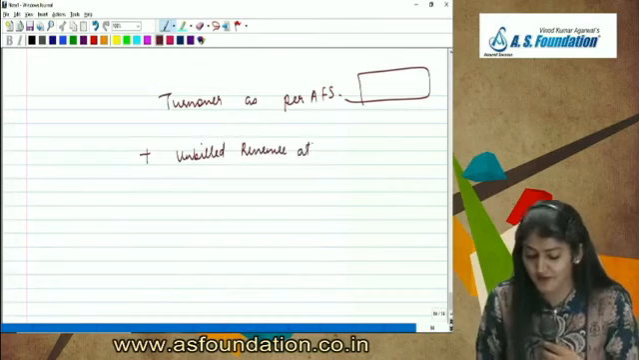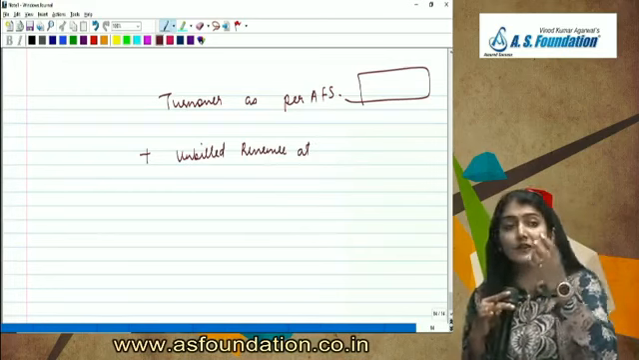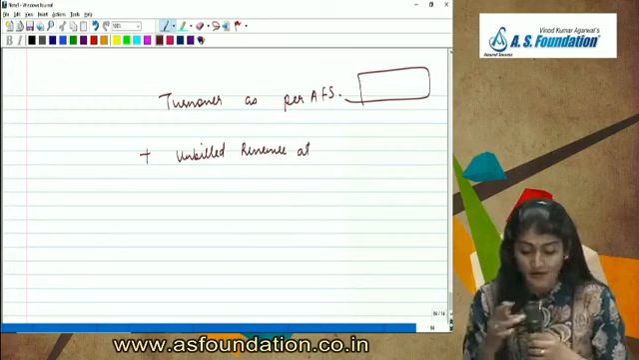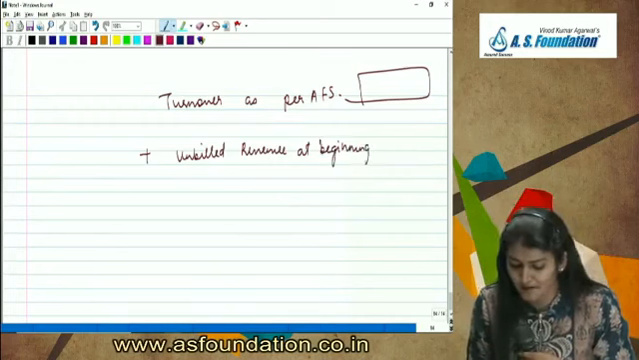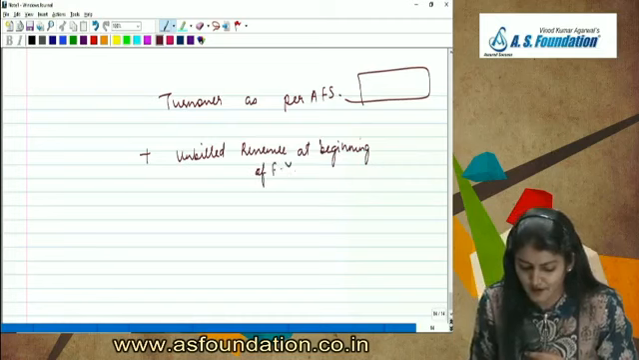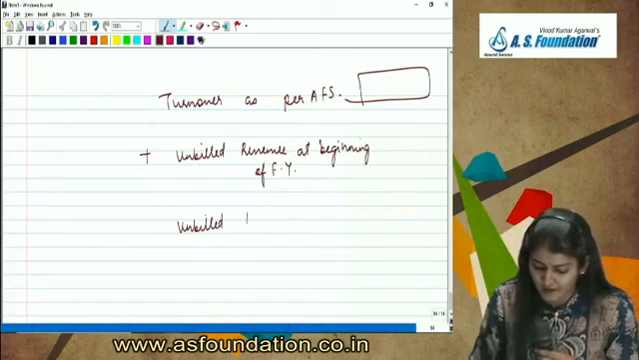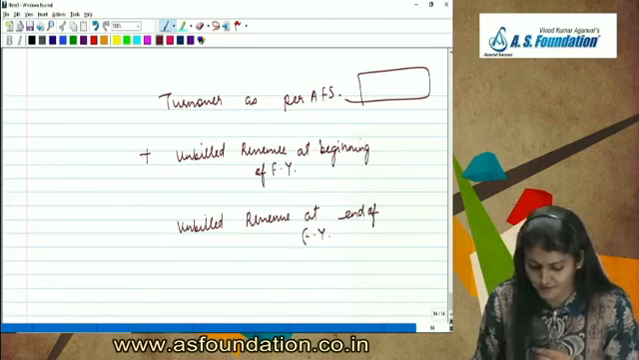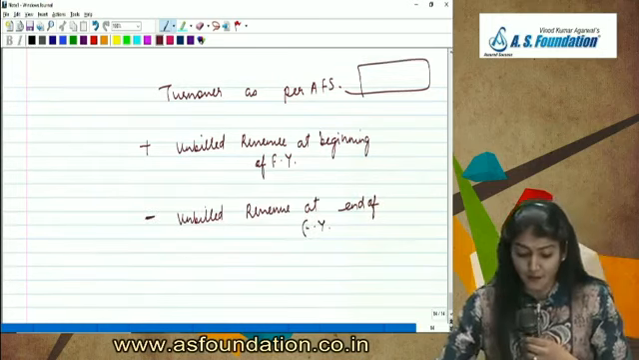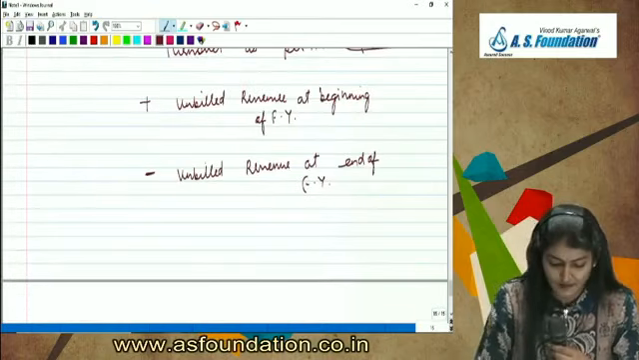They'll ask you questions in the exam, no? Turnover is given as per financial statements, calculate the turnover as per the GST law. So unbilled revenue at the beginning of the financial year, add, and unbilled revenue at the end of the financial year, less. Then what does it say? Unadjusted advances.